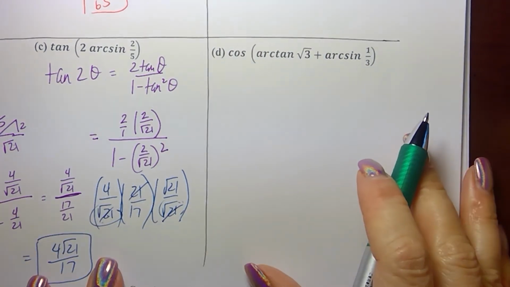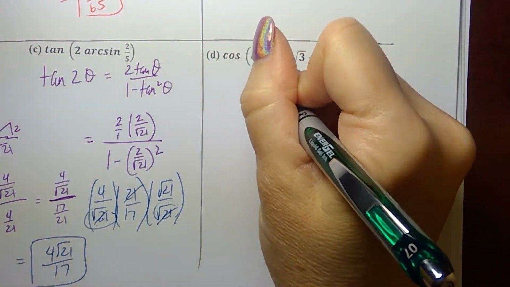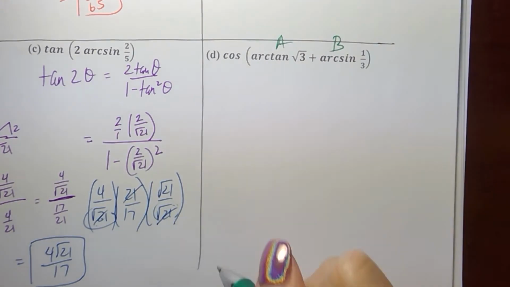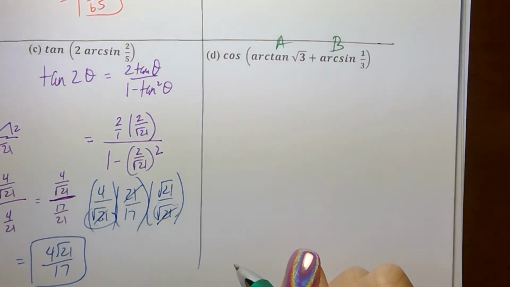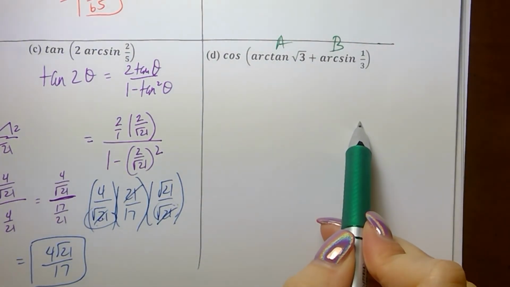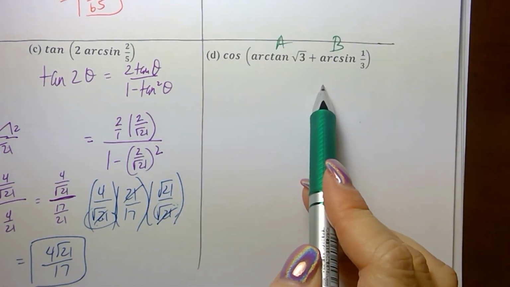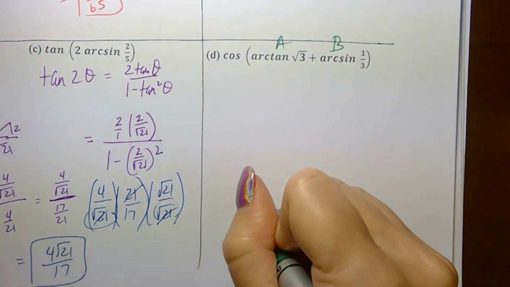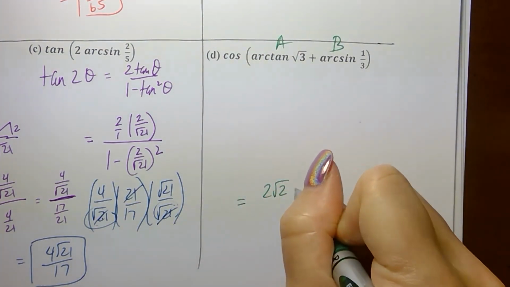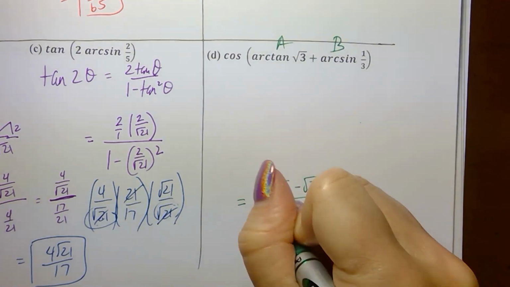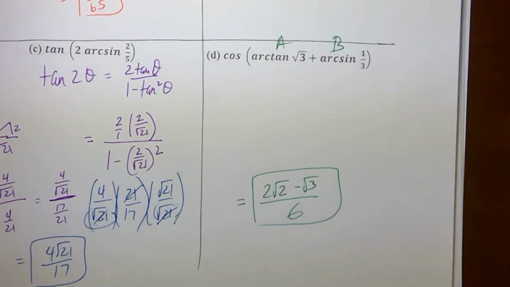I'm not going to work you through all the steps on D. We've got a cosine sum identity. Sketch both your angles A and B like we did in our first example. Plug the values into that cosine sum identity. And what you should end up with is this.